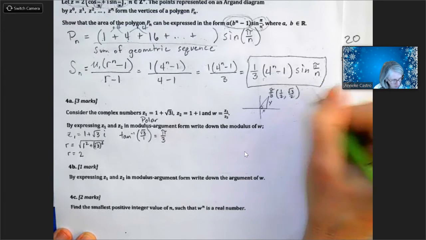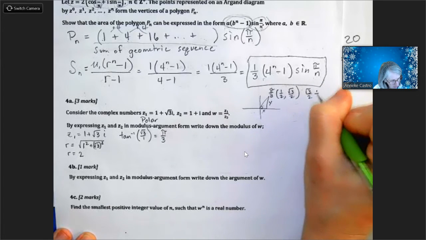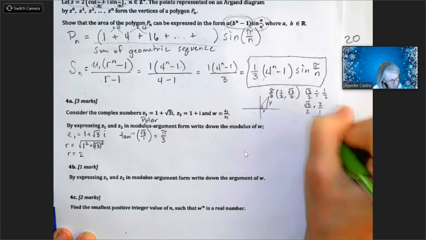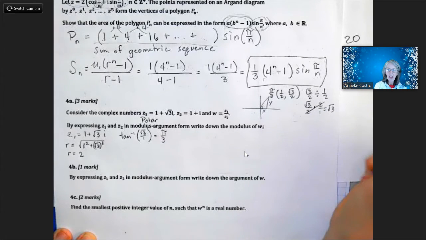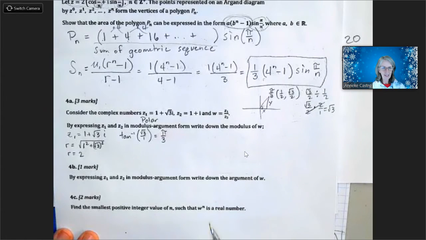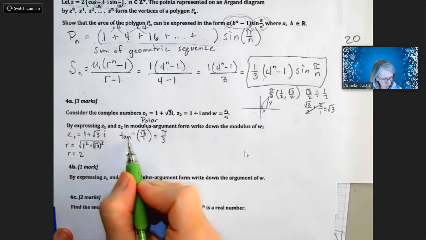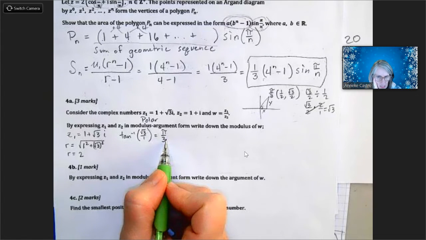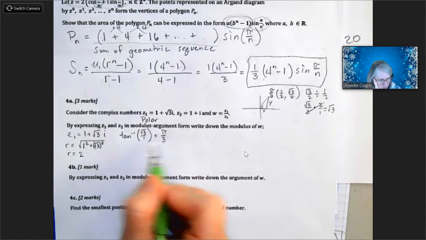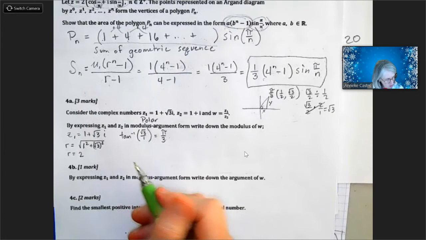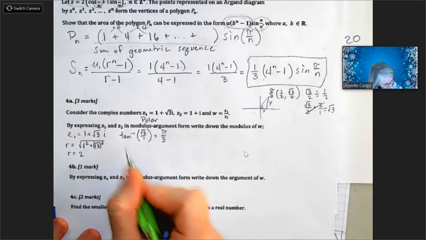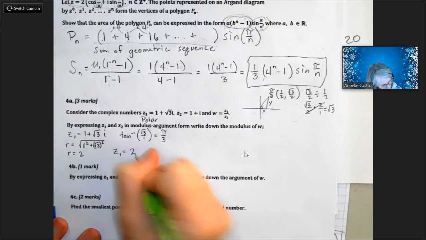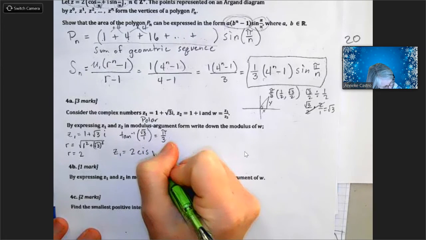So square root of 3 over 2 divided by 1/2. You would change that to multiplying by the reciprocal. Those cross out, you're left with square root of 3. So if you haven't got this memorized yet, it's not a bad one to be familiar with. When you're looking for the inverse tangent of the square root of 3, it's pi over 3. And if you're looking for 1 over the square root of 3, it's pi over 6. Okay, so there is our argument. So if we write this in modulus argument form, z1 is equal to 2 cis pi over 3.